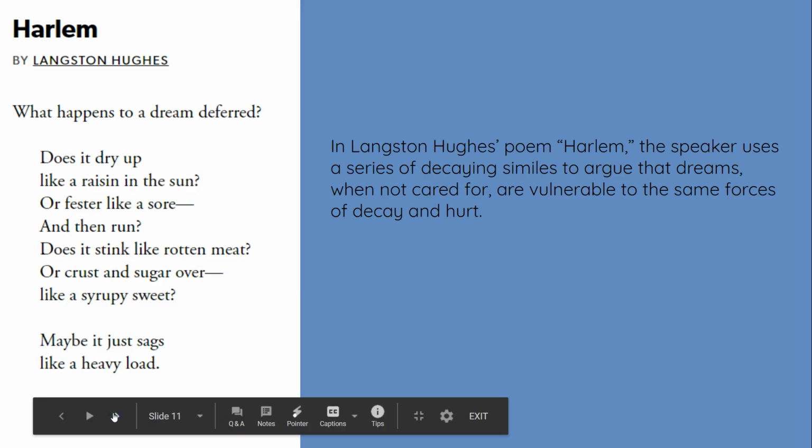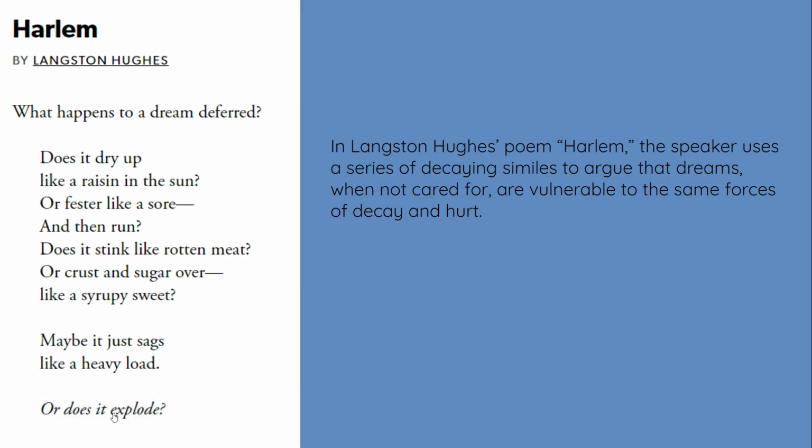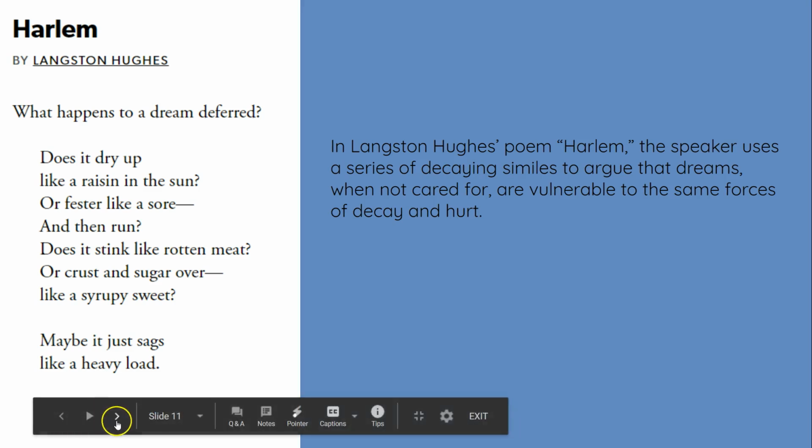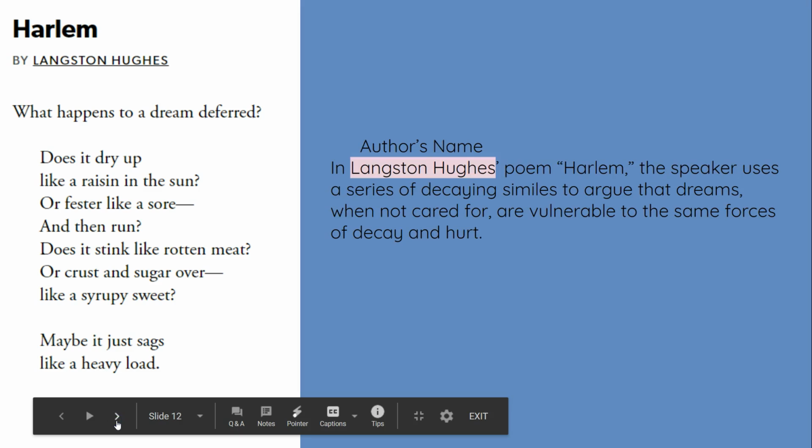So here's an example. I might write something like, in Langston Hughes' poem "Harlem," the speaker uses a series of decaying similes to argue that dreams, when not cared for, are vulnerable to the same forces of decay and hurt. So here, notice I'm using the author's name to begin.